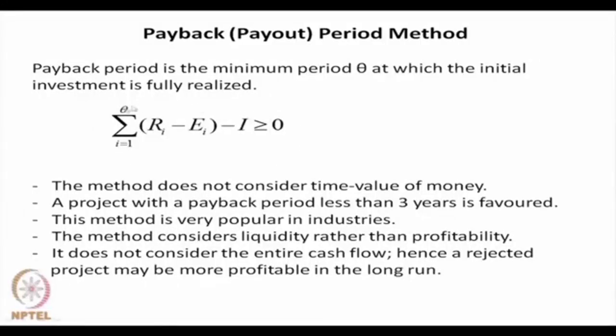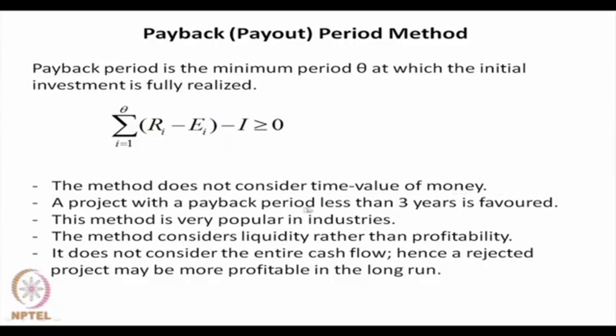This is how the payback period is calculated, and in symbolic form it is given in this fashion: the sum of R_i minus E_i, revenue minus expenses for every year, summed over i equal to 1 to theta, minus the initial investment I should be greater than or equal to 0. As you can see, this method does not consider the time value of money.